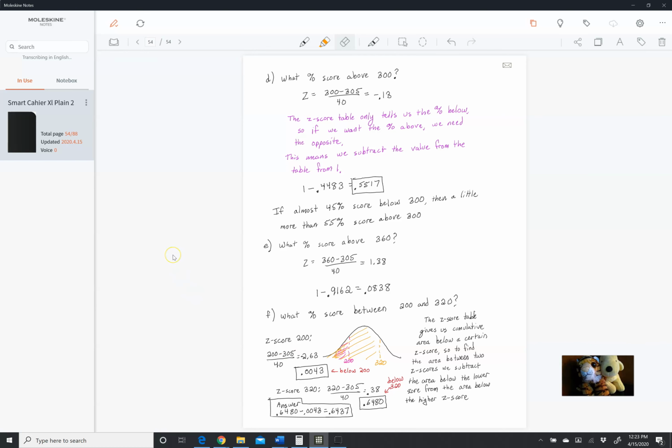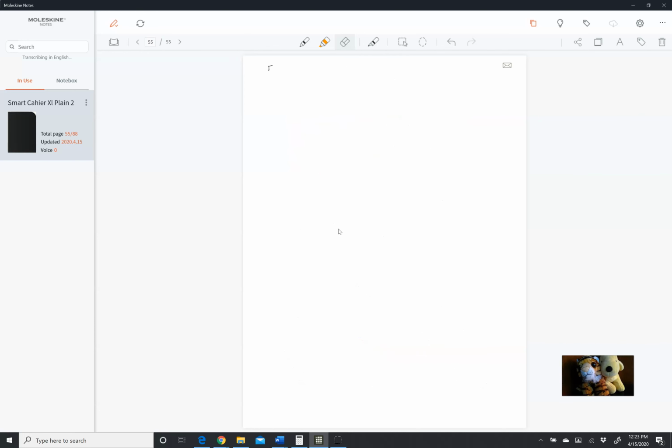Okay, let's just do a little bit of work without having to worry about finding the z-score. I'm going to give you the z-score. Okay. So these are called cumulative areas.